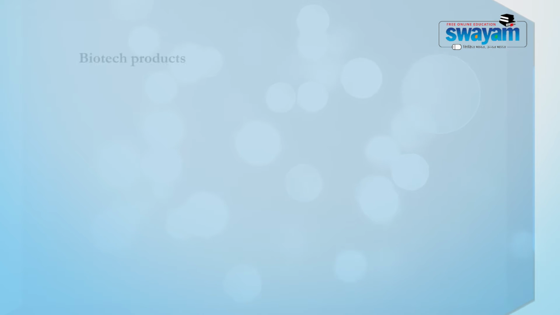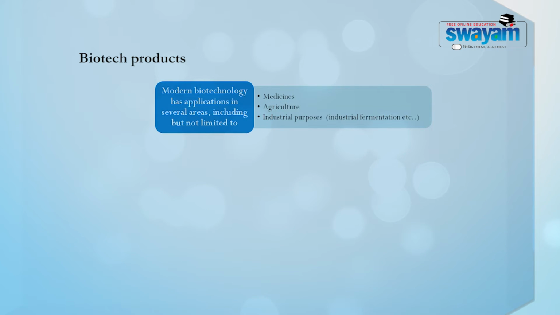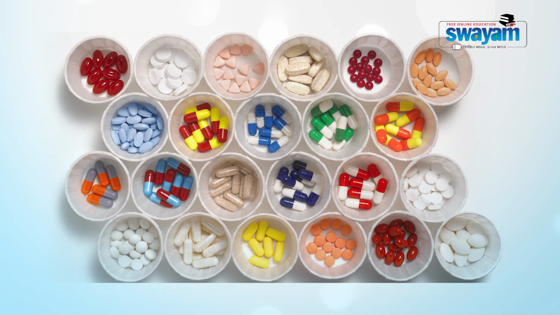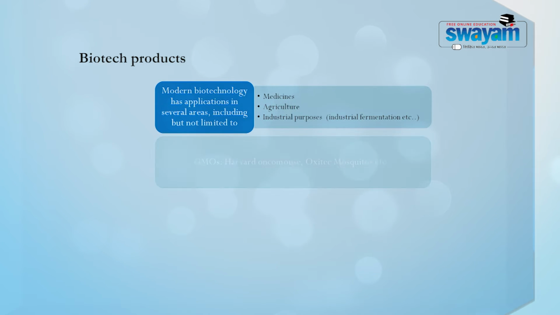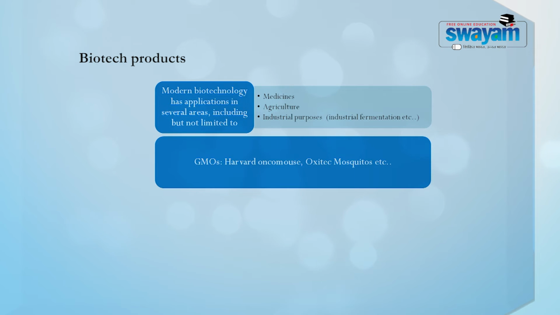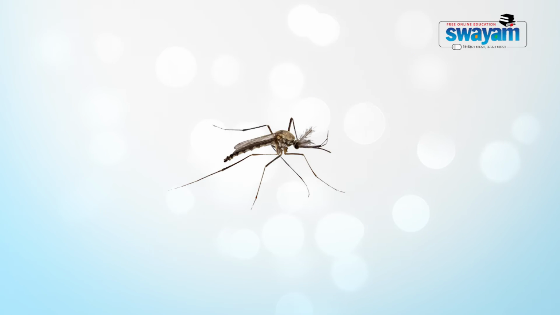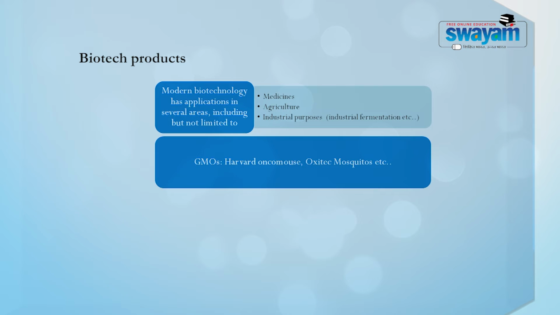So what are these biotech products ultimately? Modern biotechnology has applications in several areas, including but not limited to medicines, agriculture and industrial purposes, largely to include industrial fermentation, etc. In case of GMOs, the classic examples of genetically modified organisms are Harvard oncomouse and Oxitec mosquitoes. So these are higher life forms that have been genetically modified.